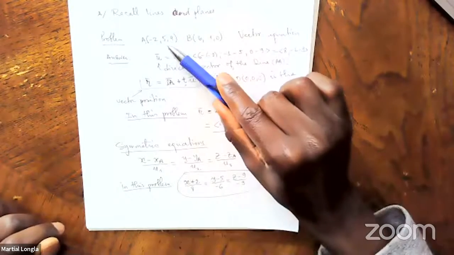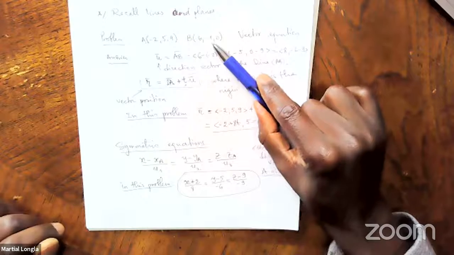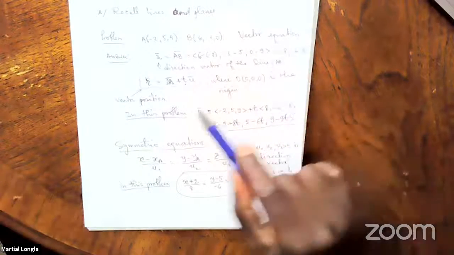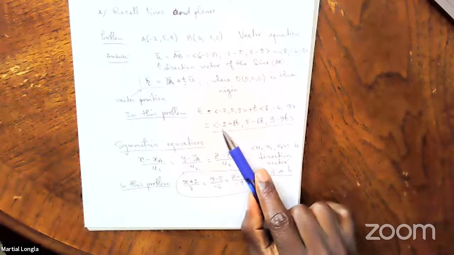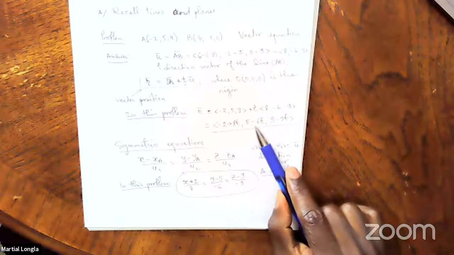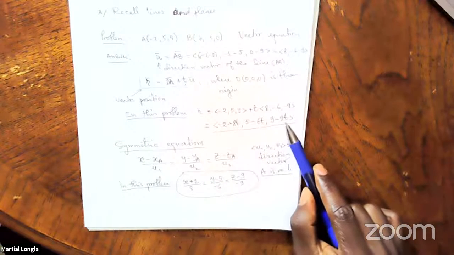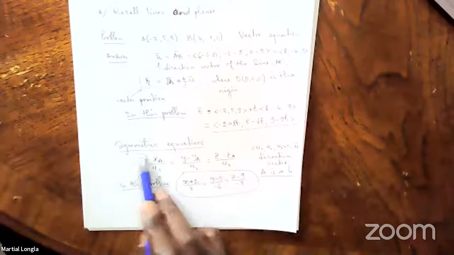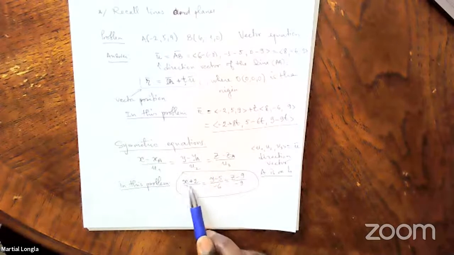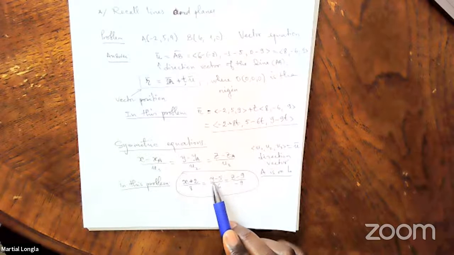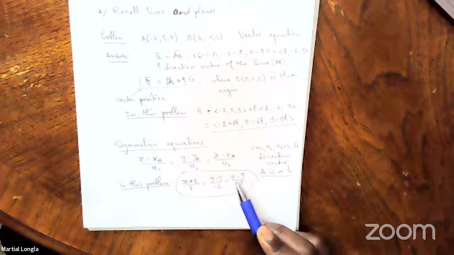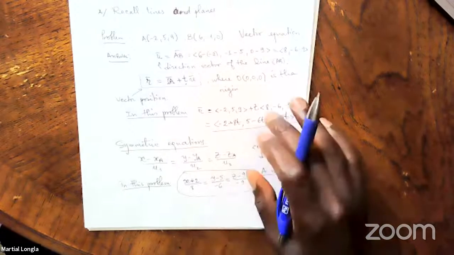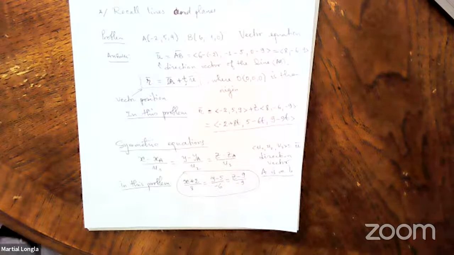So this means the line that goes through A and B can be defined in a vector equation as this: r of t equals negative 2 plus 8t, 5 minus 6t, 9 minus 9t, or it can be described using symmetric equations as (x plus 2) over 8 equals (y minus 5) over negative 6 equals (z minus 9) over negative 9. Any of these represents that line.